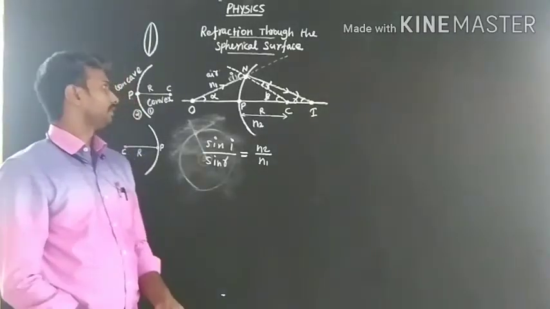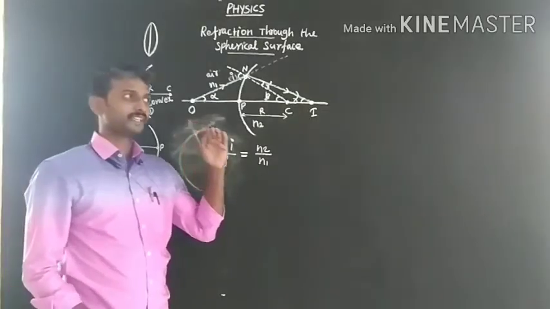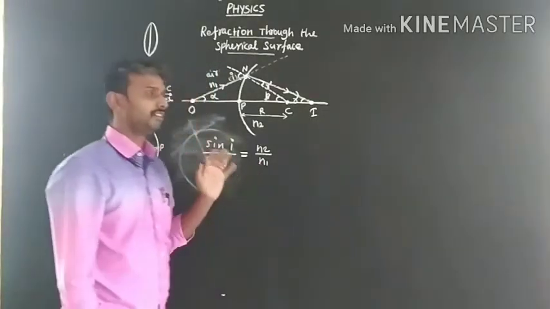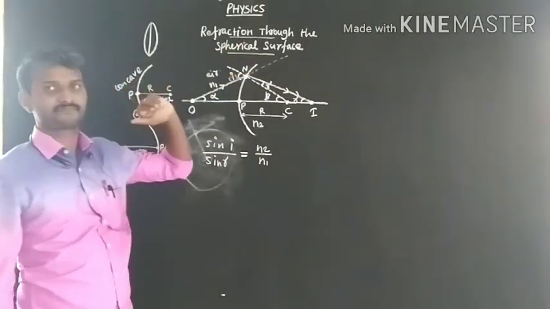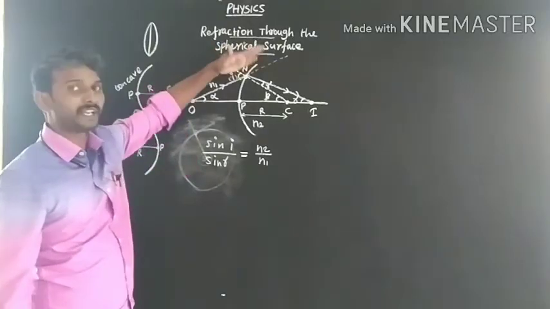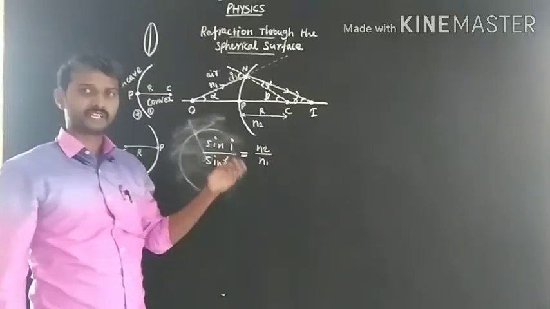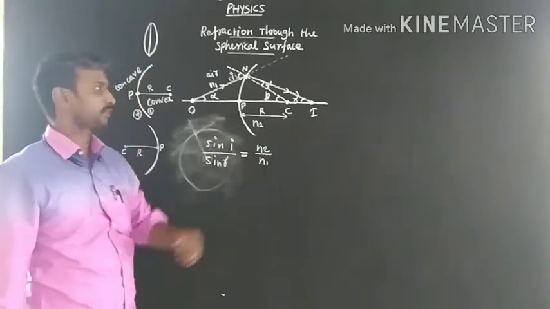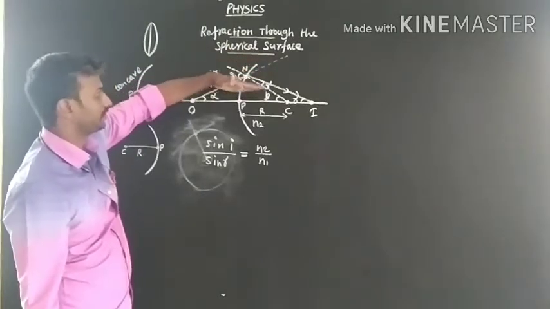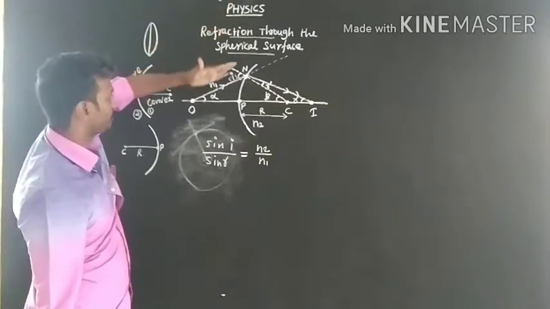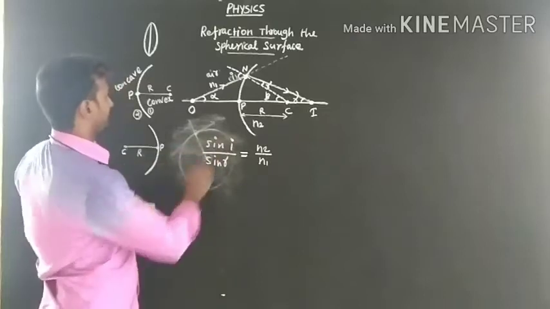You know, for the refraction or the reflection, we are taking one assumption, that is, all the incident rays must be closer to the principal axis because they are the paraxial rays. With the help of the paraxial rays, we are able to derive some equations. So we are considering only the paraxial rays. The paraxial rays means the rays are very close to the principal axis. Suppose this incident ray is closer to the principal axis.